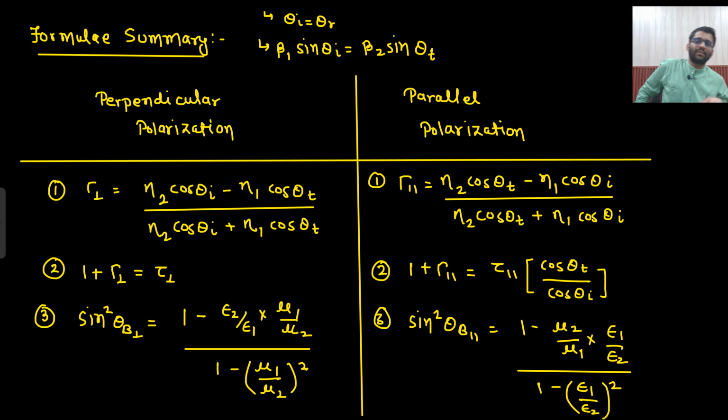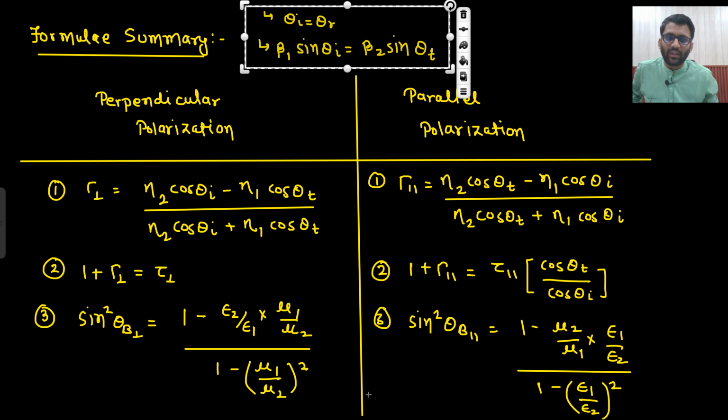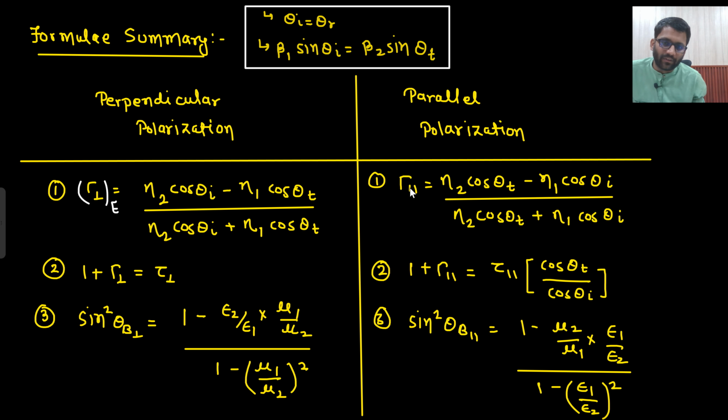Okay. Now, let's write down the summary. So, this is the summary, that these two were the formula that we studied initially. Then these we studied for electric field. And how do we remember it? Cross, right? We remember it by cross. That perpendicular are crossing each other. So, eta 2 cos theta i. This is how we remember.